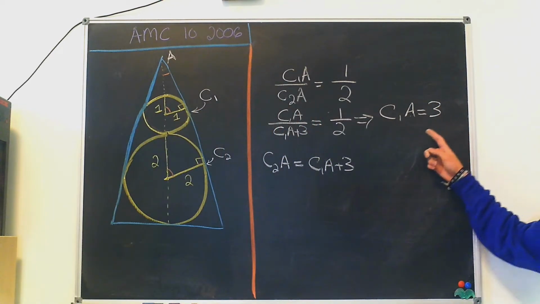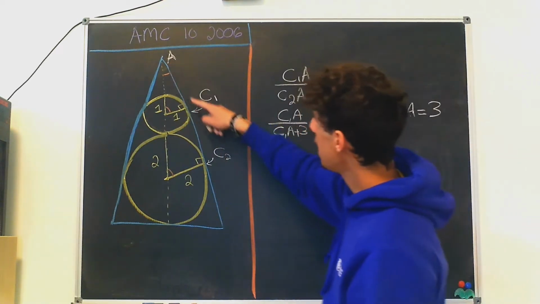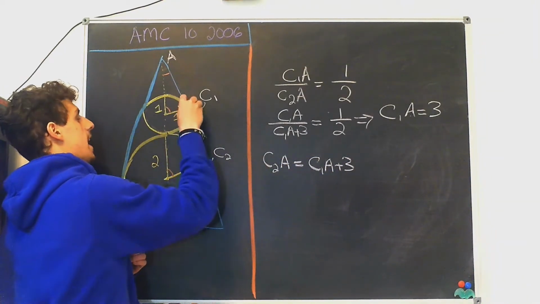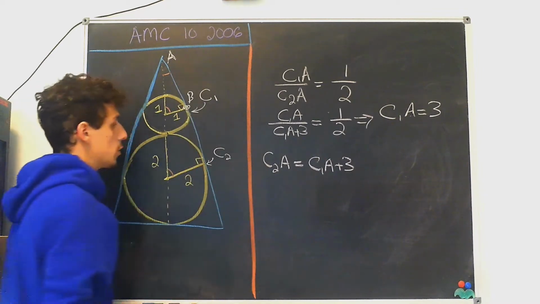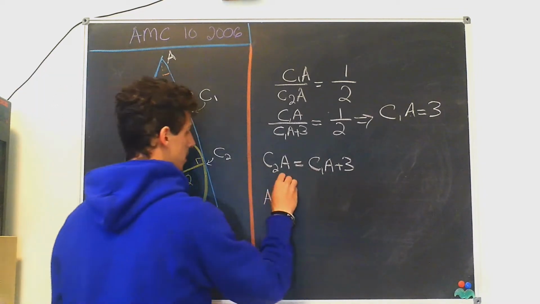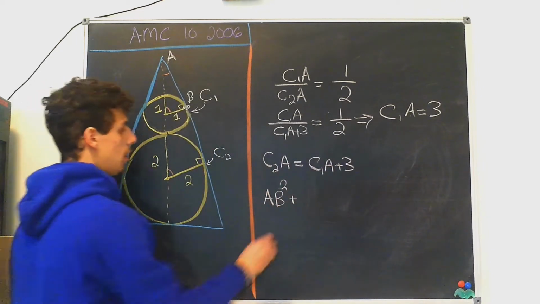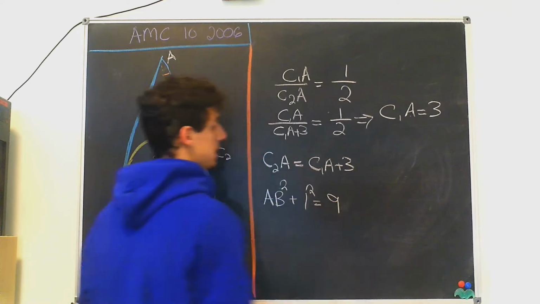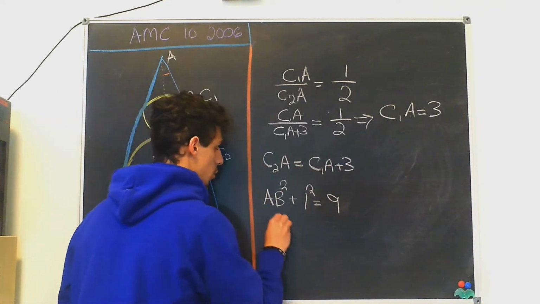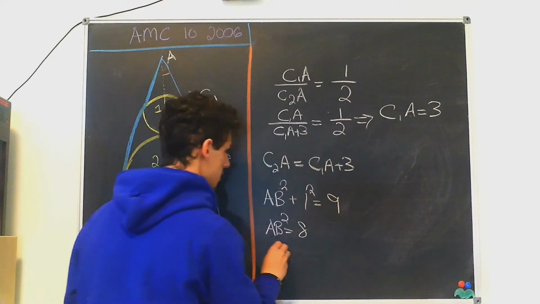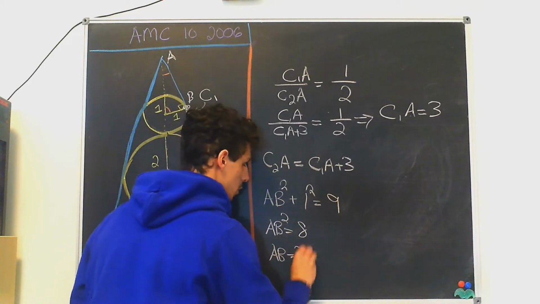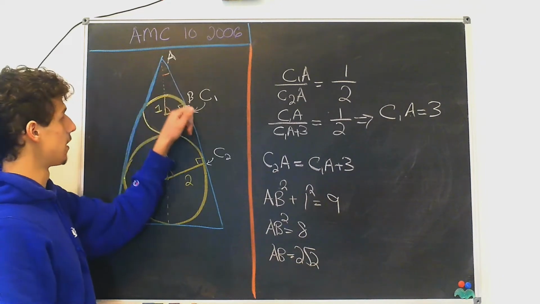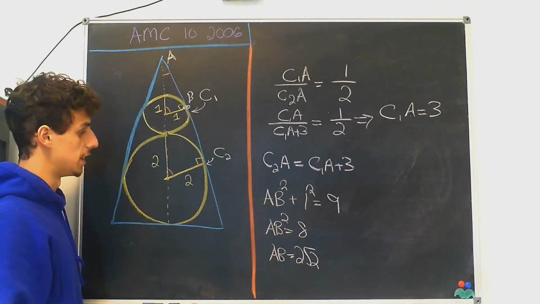That's really helpful, because now we can find the length of A to this point that I'll call B, where the triangle is tangent to circle 1. We can find AB by the Pythagorean theorem. AB squared plus 1 squared is equal to C1A squared, which is 9. That means AB squared is equal to 8, which means AB is equal to 2 times the square root of 2. Again, that's the length of this side of this small triangle right here.